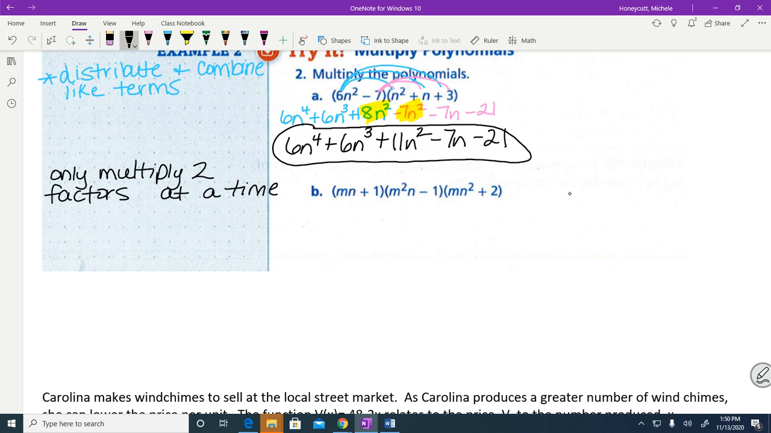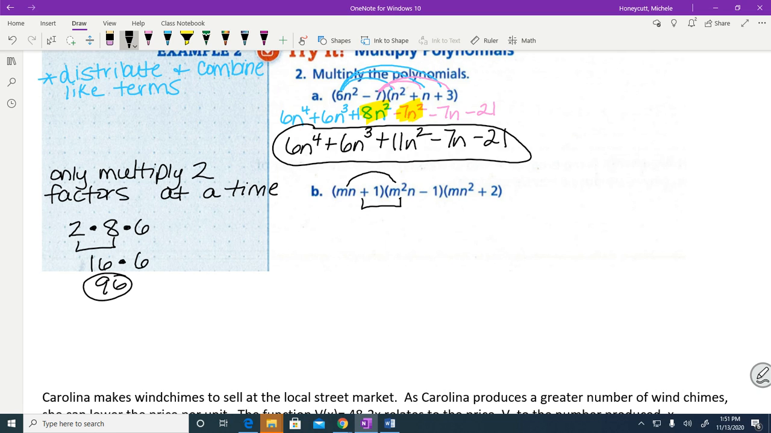So let's think about numbers. Let's say I was going to multiply 2 times 8 times 6. I would not multiply 2 times 8 and 2 times 6. I would multiply 2 times 8 first to get 16, and then I would multiply 16 times 6 to get, let's see, that would be 60 plus 36, 96. So I'm going to do that the same way, but with algebra. So I'm going to multiply these two together first, then that product is going to get multiplied by the third one. So let's multiply mn plus 1 times m squared n minus 1.